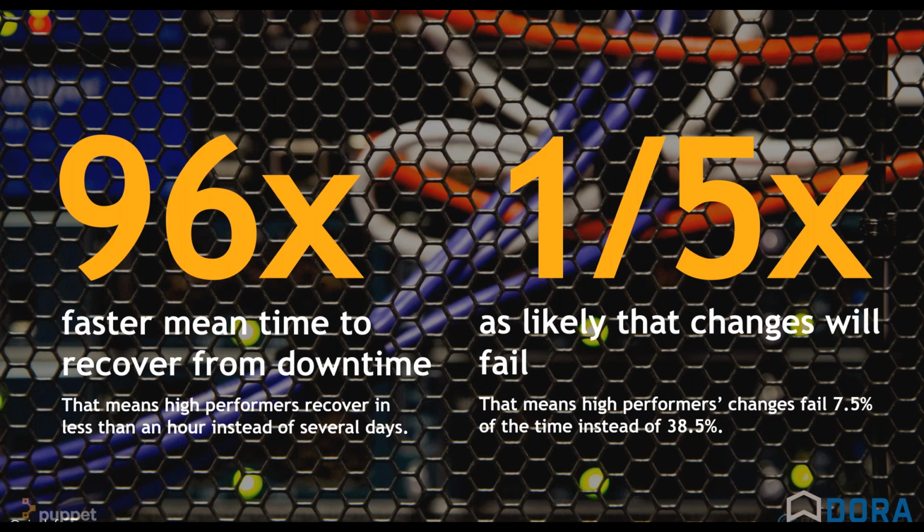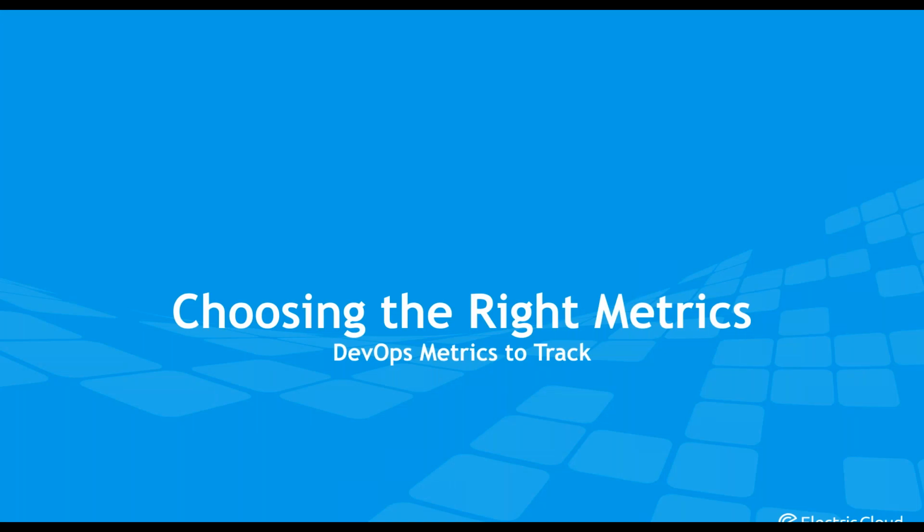Now, what does this mean in terms of our stability metrics, right? How do we compare our high and low performers here? What do we see? We see 96 times faster MTTR. Our high performers are recovering in less than an hour instead of several days. Several days is really difficult, right? That's almost unacceptable now. We also see that high performers are one-fifth as likely to have changes fail. So high performers, on average, only 7.5% of their changes are failing. It's really showing up closer to the 2, 3, 4, 5% mark.